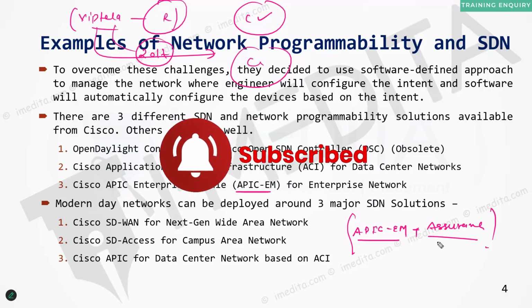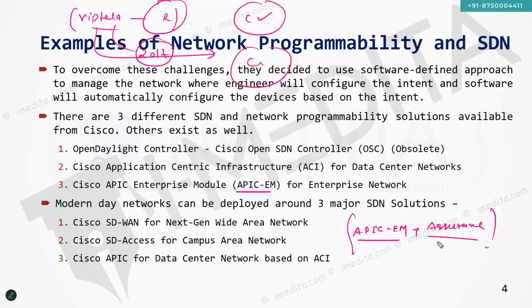Assurance more or less means day-to-day operations, monitoring, troubleshooting and all. They added the assurance features, and they launched a new controller to manage the campus local area network, campus LAN. They called that controller, which is responsible to manage the campus area network, DNA Center, Digital Network Architecture Center, DNAC in short. So DNAC is just repurposed, rebranded, revived Epic EM. It is still Epic EM.